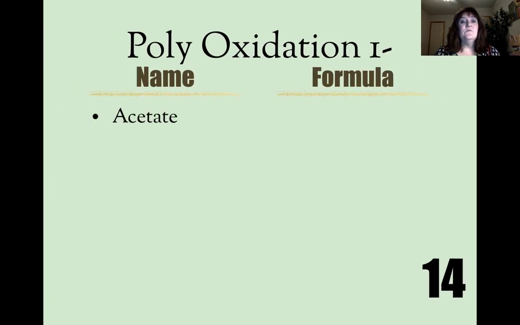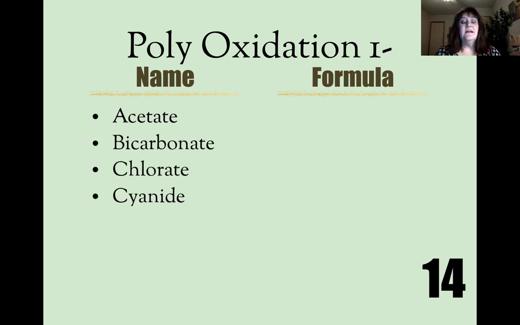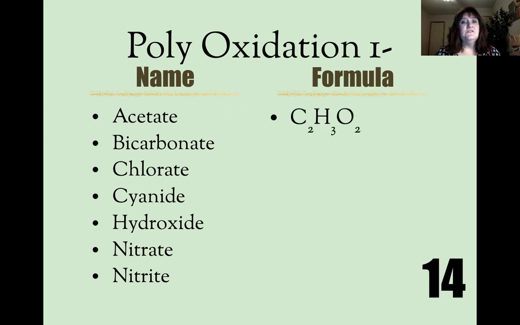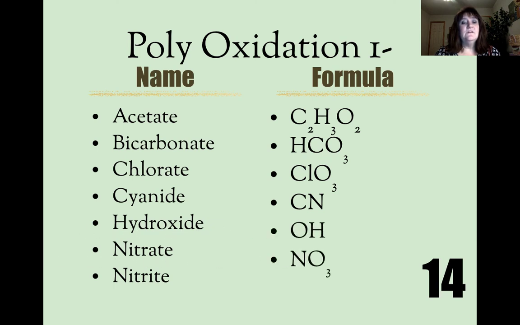So polyatomics with oxidation 1 negative are acetate, bicarbonate, chlorate, cyanide, hydroxide, nitrate, and nitrite. The formula for acetate is C2H3O2. Bicarbonate is HCO3. Chlorate is ClO3. Cyanide is CN. Hydroxide is OH. Nitrate is NO3. And nitrite is NO2. All of these have an oxidation of 1 negative, so they will act like group 17 elements.